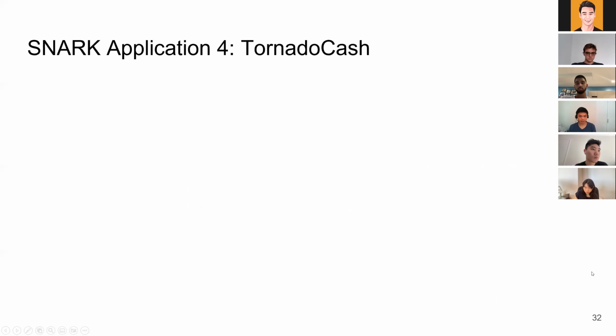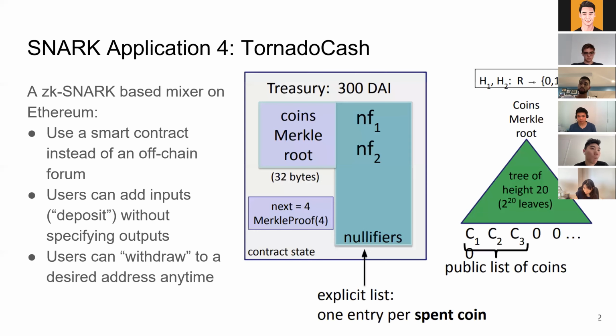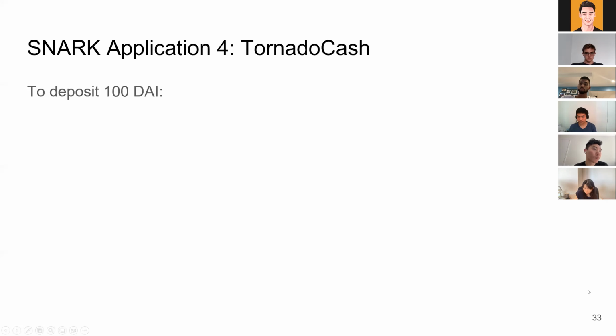And the last application is Tornado Cash, which is a ZK SNARK-based mixer, so that it's not an entire blockchain like Zcash that is anonymous, but rather it is one smart contract on Ethereum that is anonymous, but it allows some mixing of your tokens based on this architecture on the right here that follows the same logic as Zcash, with the concept of the coins and then the nullifiers.